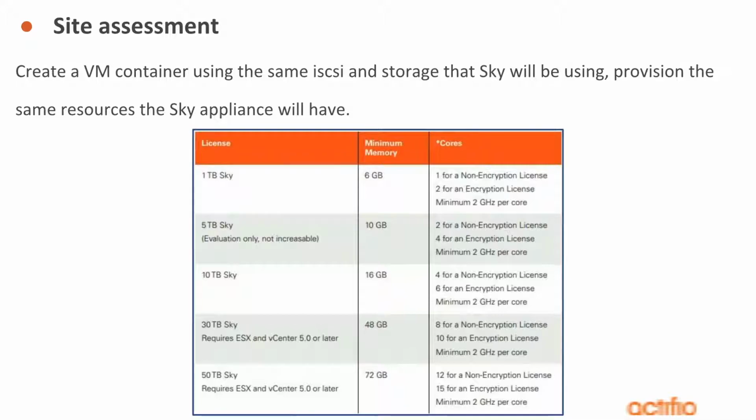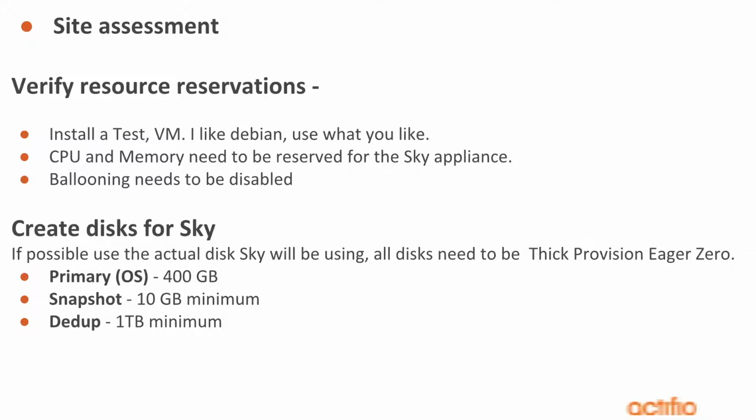Now, to get started, what I'm going to suggest is that you actually make a VM. I like Debian, use whatever you like. And we're going to set it up in the same ESX, same vSphere, using the same data store that our Sky appliance would use. Now, when we set it up, we're going to set our reservations and our resources in the same fashion we would if we were deploying Sky itself.